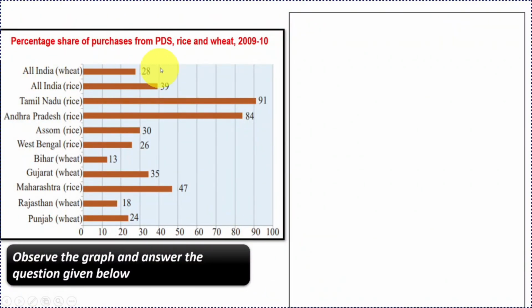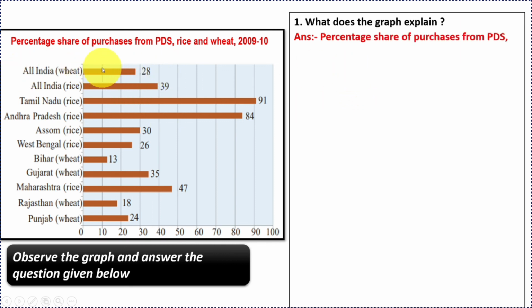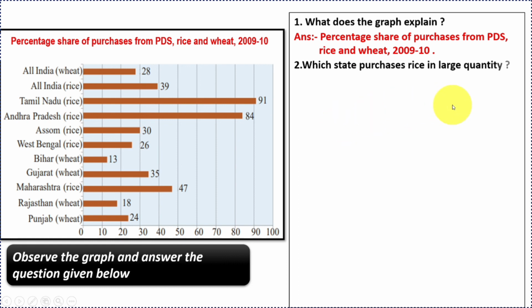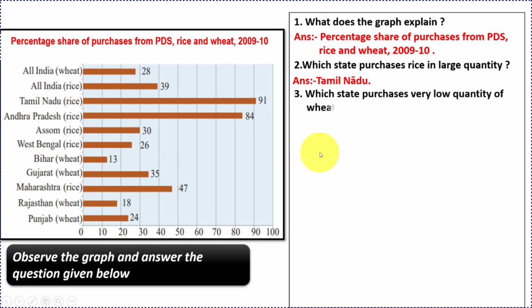Percentage share of purchase from the public distribution system, rice and wheat, in 2009-10. Observe the graph and answer the questions given below. What does the graph explain? This graph explains the percentage share of purchases from PDS, rice and wheat, 2009-10. Which state purchases rice in large quantity? When it comes to rice, the highest, 91, is Tamil Nadu. Which state purchases a very low quantity of wheat? Here, low quantity in 2013, it was Bihar.